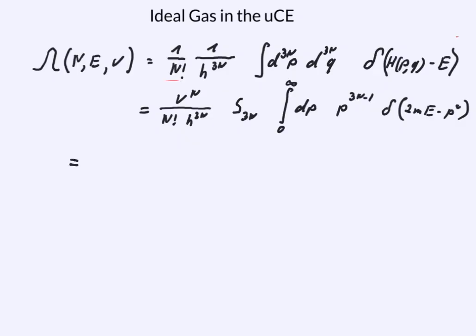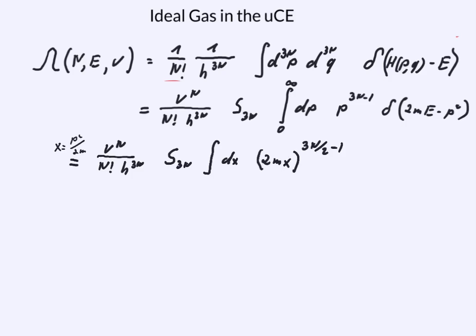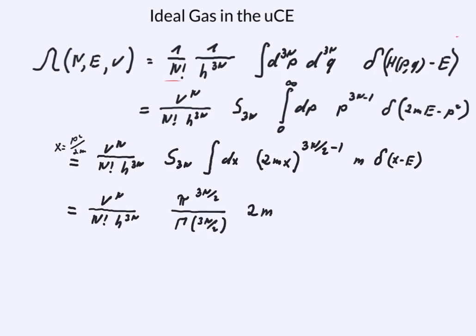Now change the variables, and knowing that integration on the delta function just picks the value at which the delta function is equal to 0, we obtain the final solution, which is that omega of N, E, and V is given by V to the power N divided by N factorial h to the power 3N, pi to the power 3N/2 divided by gamma of 3N/2, times 2mE to the power 3N/2, times delta E divided by E. The latter factor we obtain as the volume of a surface equal to 0.